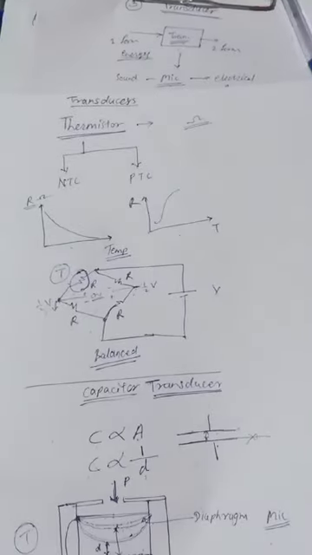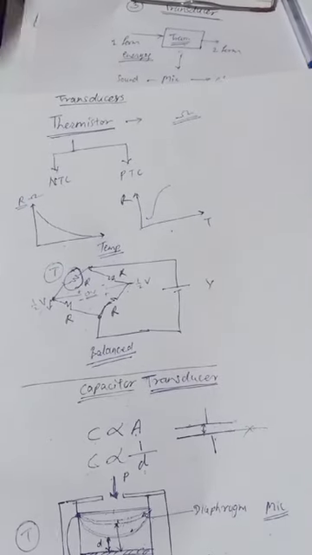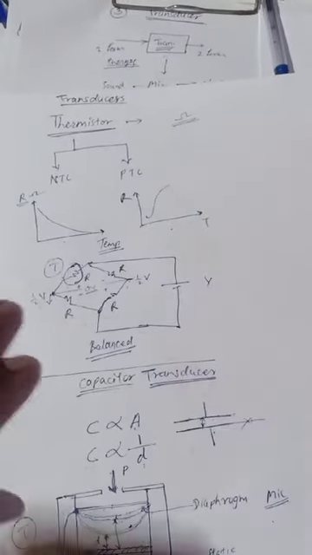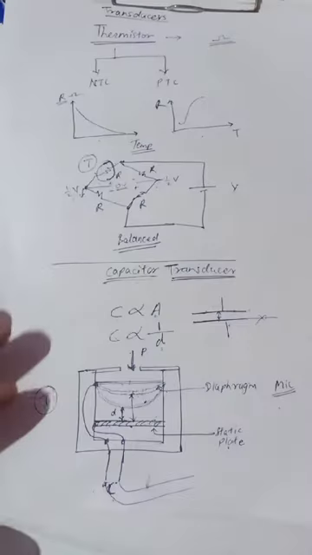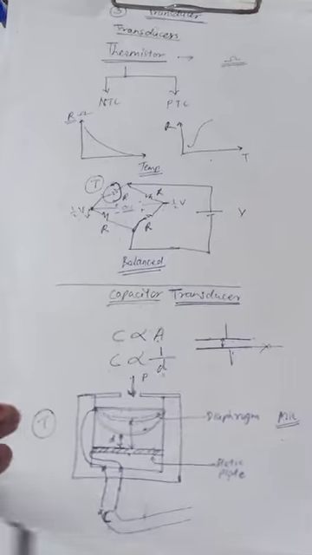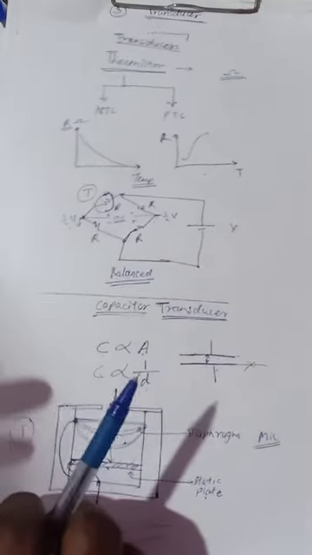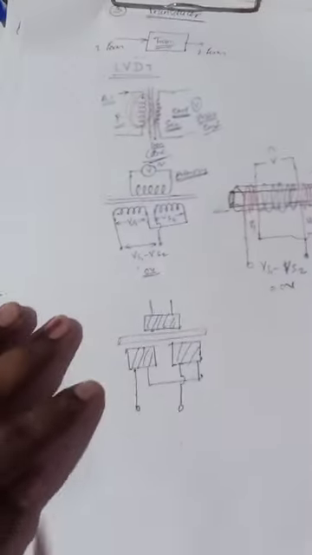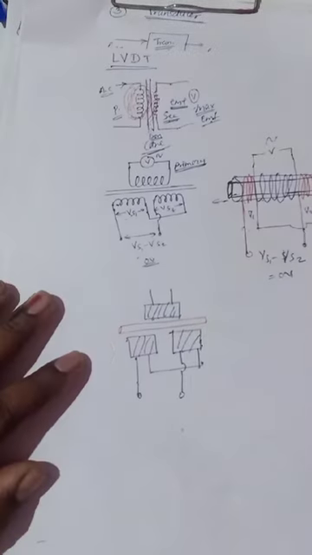Good morning. In our last lecture, we started chapter number 3 from paper first, that is transducer. In that, we completed the types of transducer: sensor, thermistor, capacitor transducer. Now, today we are going to see the linear variable differential transformer.